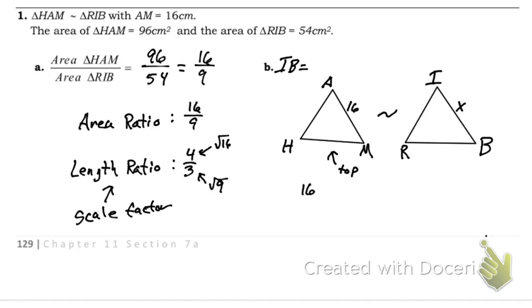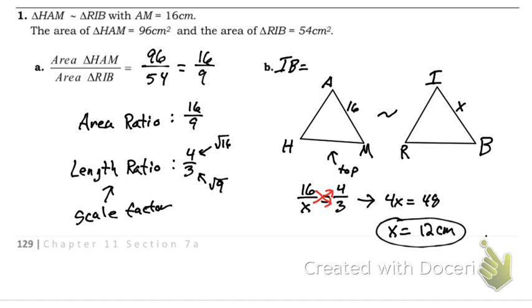So we're going to have 16 over x equals our scale factor of 4 over 3. We're going to use our means extremes, which also is called cross multiplication: 4 times x is 4x, which is going to equal 3 times our 16, which is 48. We're going to end up with x equaling 12. We did start with centimeters, so we should write 12 centimeters, because that is our length of IB.